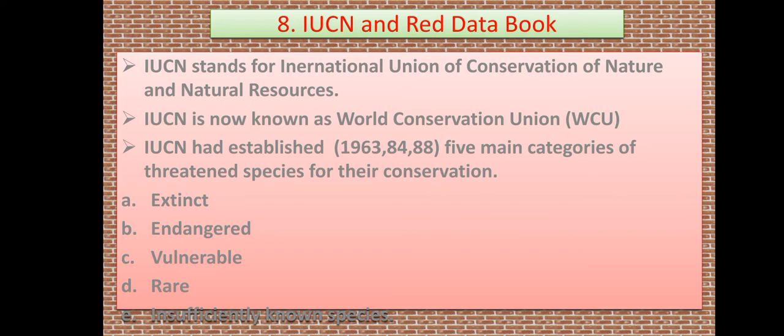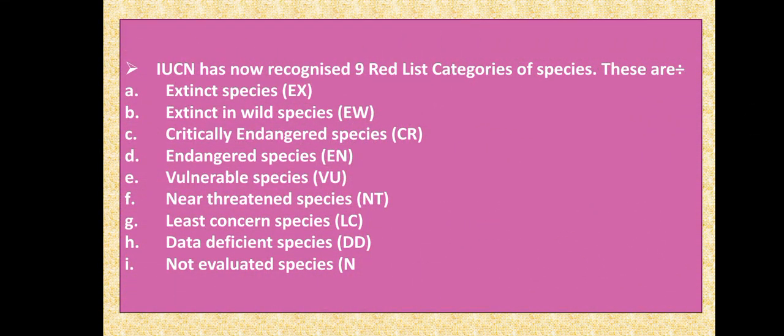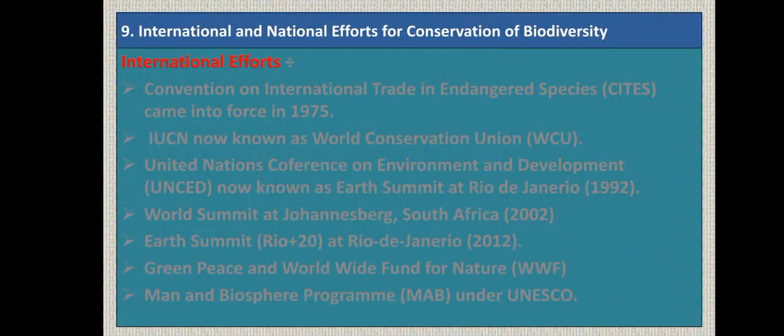These are extinct, endangered, vulnerable, rare, and insufficiently known species. Now IUCN has recognized 9 red list categories of species. These are extinct species, extinct in wild species, critically endangered species, vulnerable species, near threatened species, least concern species, data deficient species, and not evaluated species.